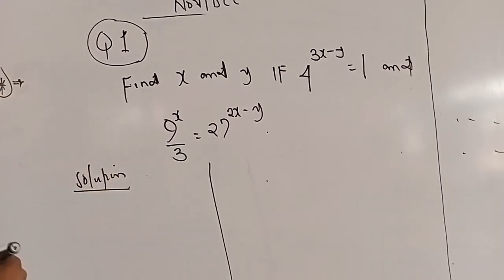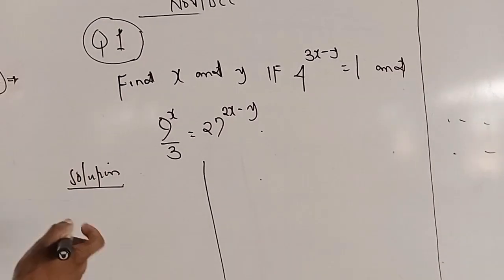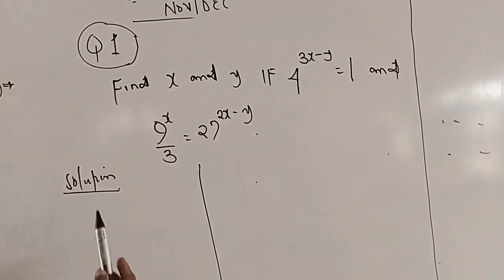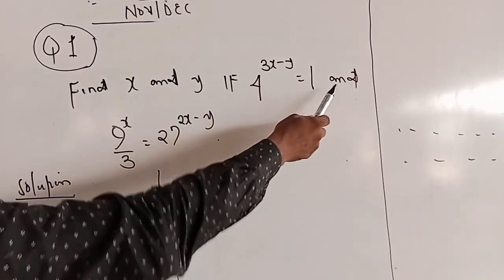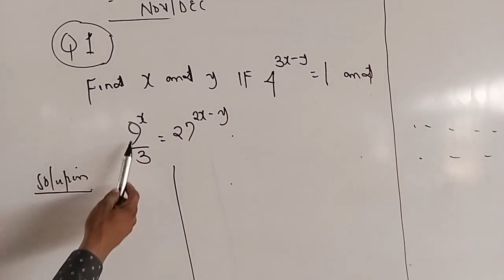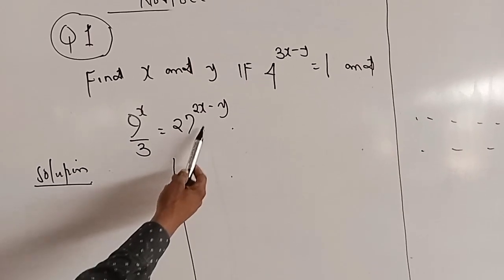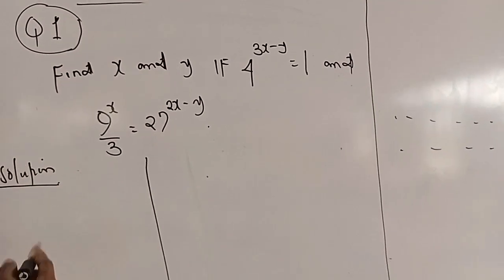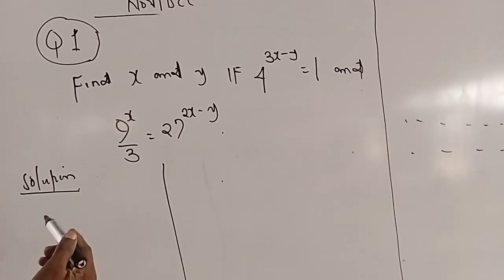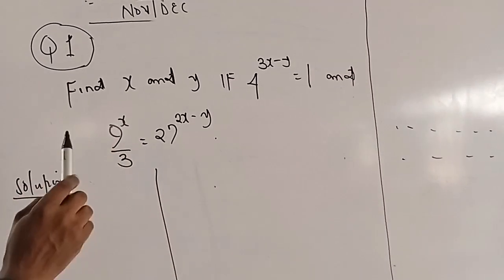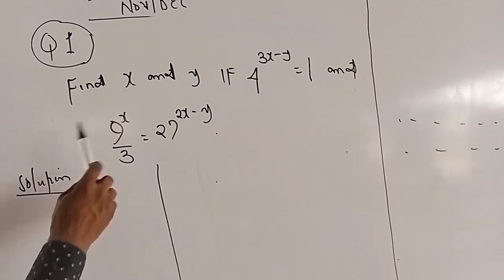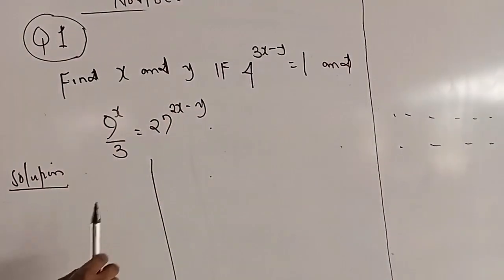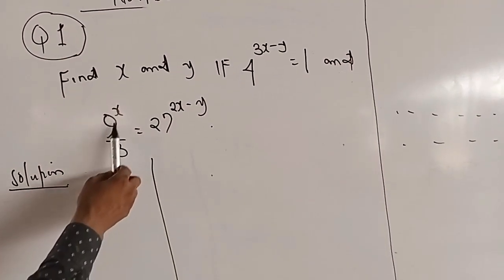GC question 2024, question number 1. The question demands we look for x and y. If 4 raised to the power 3x minus y equals 1 and 9 raised to the power x over 3 equals 27 raised to the power 2x minus y. By looking at this expression, you know that it's an indices question involving simultaneous equations. Why is it indices? Because the expression comprises base and power. Here also, we have base and power.